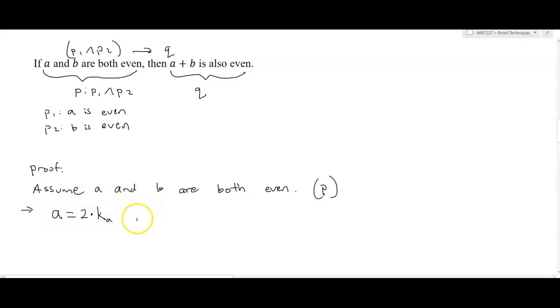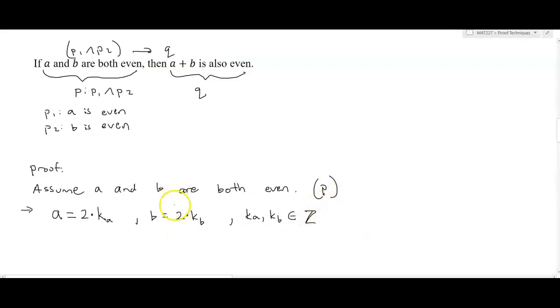And then I'll also write B can be written as 2 times KB. That's just a subscript, that's just one letter right there. You could use 2K and 2J if you want. And so now we need to be able to state, well, what are KA and KB? Well, KA and KB are both integers, so they live in the family of all integers.